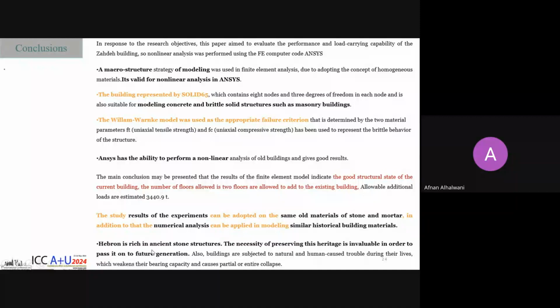Hebron is rich in old stone buildings. The necessity of preserving this heritage is invaluable in order to pass it to future generations.